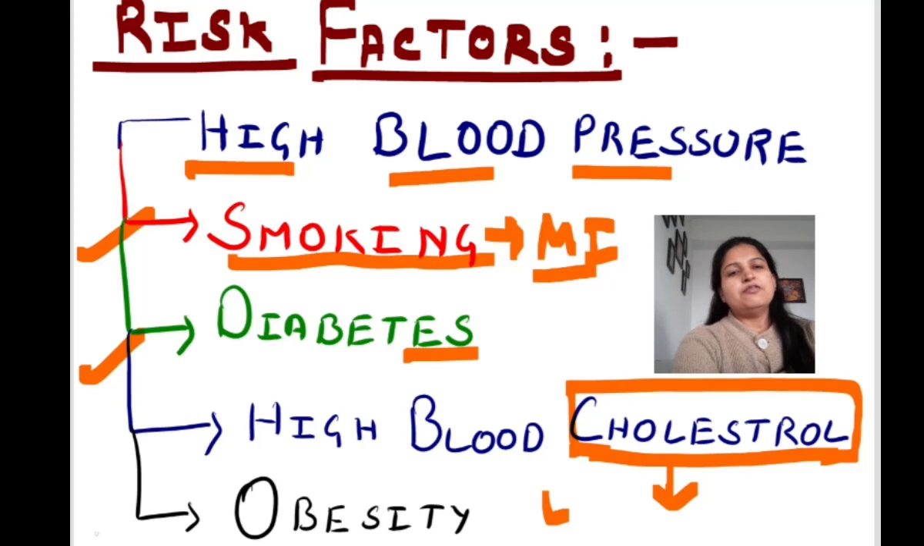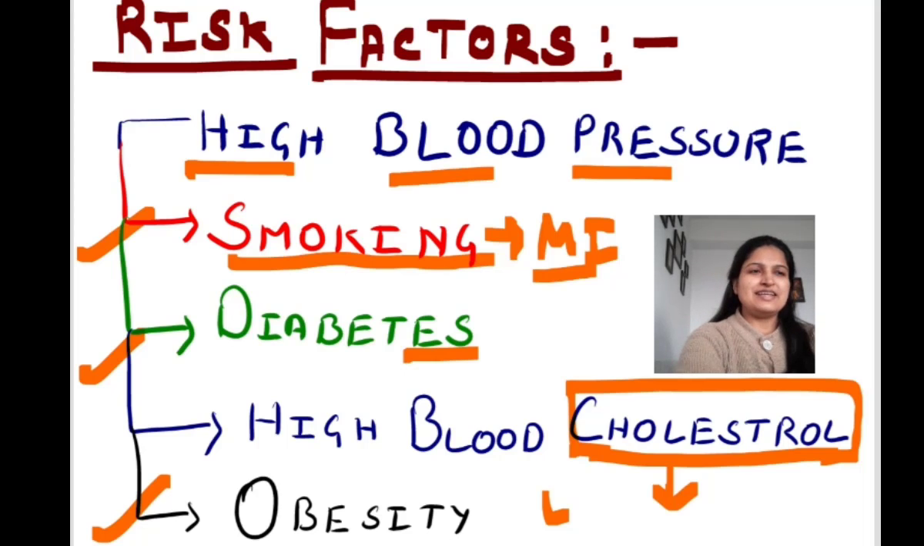And the last point is obesity. We should maintain a proper weight as per our height, our sex and our health conditions. We should always maintain proper weight balance, and obese people are also at risk of developing coronary artery disease.